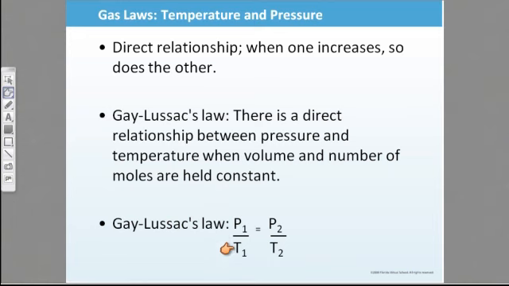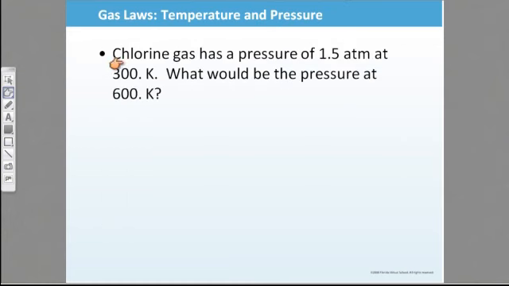So down here on the bottom is the mathematical version of that. P1 divided by T1, since it's a direct relationship, equals P2 divided by T2. Again, first set of data and the second set of data. P again is pressure, T is temperature. So let's look at an example problem for this one. Chlorine gas has a pressure of 1.5 atmospheres at 300 Kelvin. What would be the pressure at 600 Kelvin?